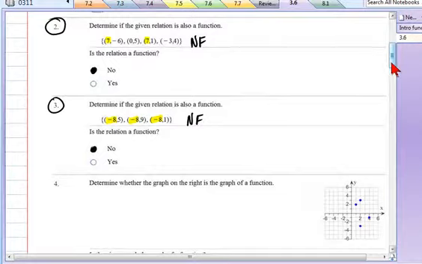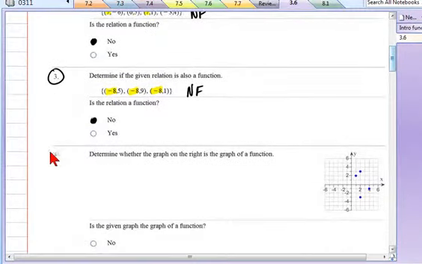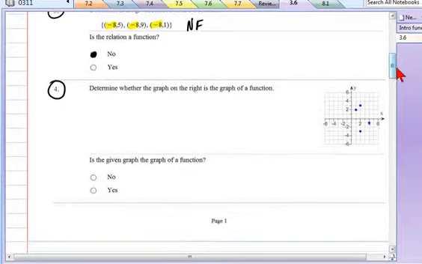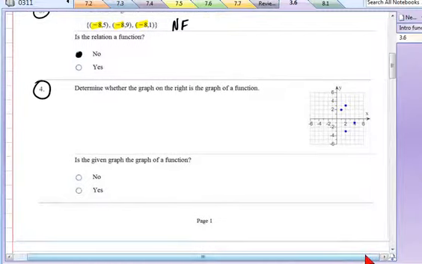Okay, now the next one, number 4, if you don't have this printed, it may be a little hard for you to write this down in notes. It says determine whether the given graph on the right is the graph of a function. All right, so I have it up here on the screen. What do we use to determine if a graph is a function? We need to use the vertical line test, the VLT.